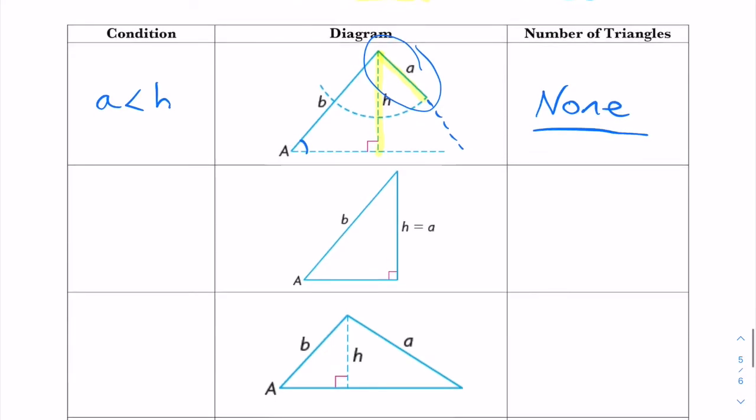Okay, the next condition is what happens when side A equals the height of the triangle? Well, in that case, side A fits in perfectly right here, and therefore the only triangle that we form is the 90-degree triangle shown. So in this case, we only form one possible triangle. It's kind of like a Lego piece, if you will. That side fits in perfectly over here, allowing us just to form the right angle triangle.